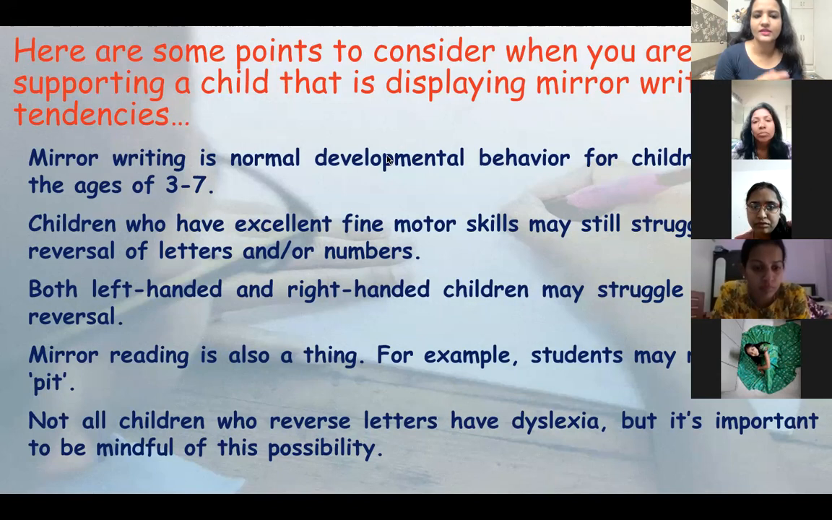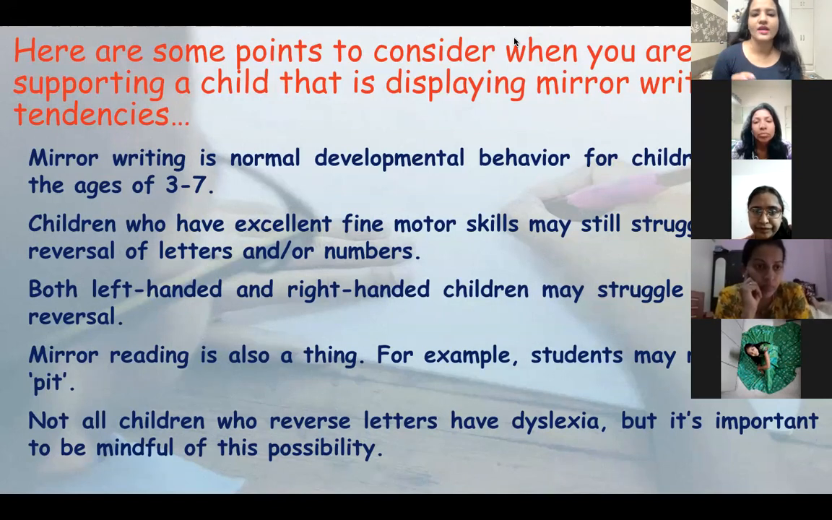So it may be that children whose fine motor skills are very good, who hold a pencil very nicely, can hold other things, crayons and colors very nicely, but then again those children may also have the mirror image problem. Maybe they are also facing the same problem in spite of having excellent fine motor skills. Right? And both left-handed and right-handed children may struggle with letter reversal.